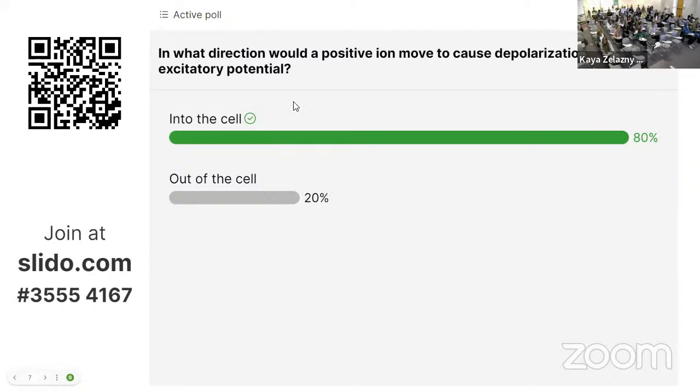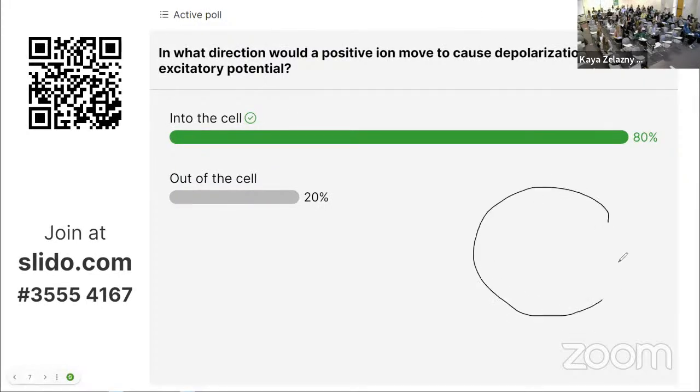Perfect. So what we're thinking about is our cell, right? So we've got a cell. It's starting at the resting membrane potential of -70 millivolts. To cause a depolarization, or excite this neuron, means we're trying to get closer to that threshold of -55. We're going to go toward 0. We're depolarizing, so we have to make this more positive. To do that, a positive ion is going to have to move into our cell. So we cause depolarization by having positive ions move into the cell.